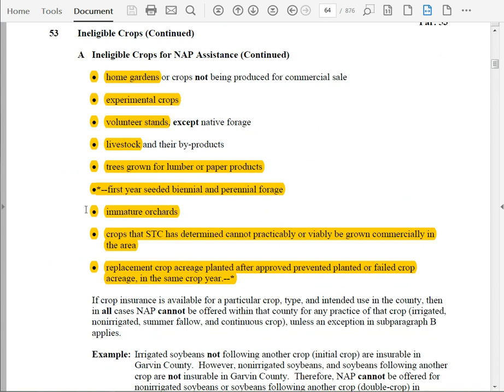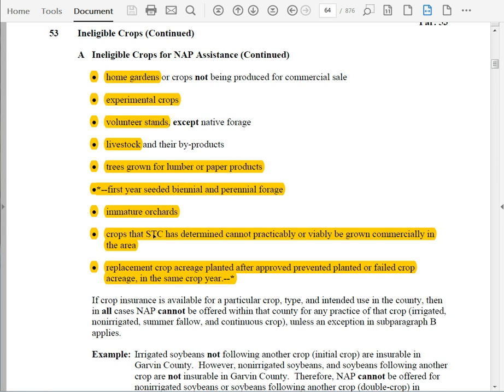Livestock is not covered by NAP, but keep in mind that does not apply to aquaculture, which can be insured through NAP. First-year seedings of biennial and perennial forage are not eligible because they are not expected to yield a normal crop in their first year of establishment. Likewise, immature orchards are not expected to yield full crops either. For guidance on what is considered immature, take a look at the One NAP New York amendments.